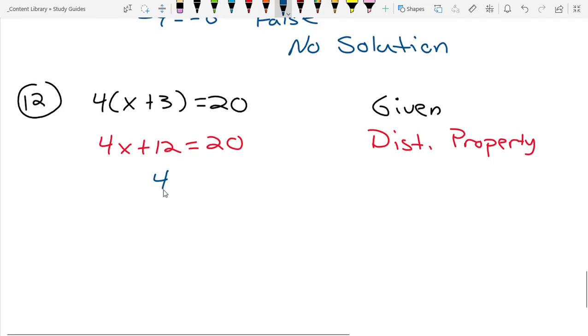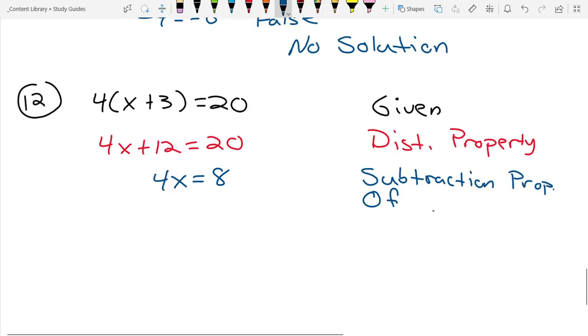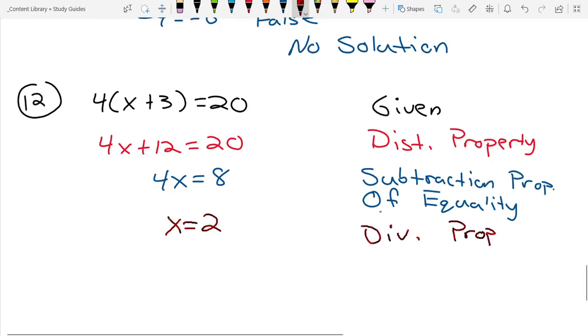So then it comes down to here, 4x equals 8. Well, we see that the 12 is gone, so we just say, well, how do you get rid of a plus 12? Well, you subtract it. So we call this the subtraction property. Technically, it's the subtraction property of equality, but on Tuesday's test, if you just say subtraction property, that's going to be fine for now. Then it gets to x equals 2. Well, you go, well, the 4 is gone. How did they get rid of the 4? They divided. So the division property. And again, division property of equality, but if you just write division property, I'm good with that.